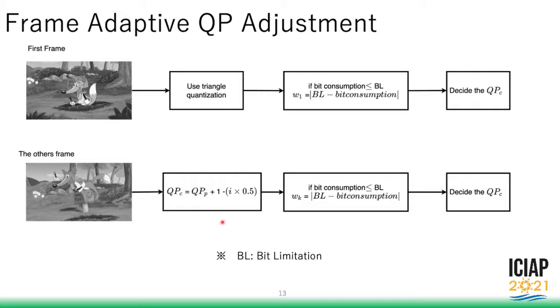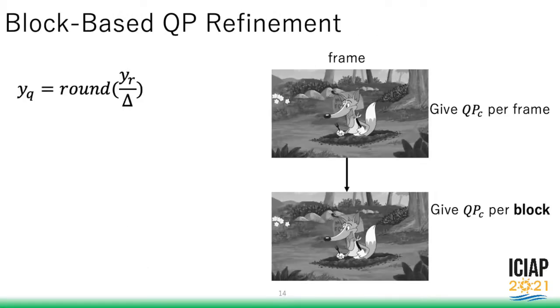Even with the best QPC, there is a difference between the finally obtained bit consumption and the bit limitation. If that difference is small, we can transfer efficiently. We propose that the sum of this difference and the bit limitation is the bit limitation of the next frame. It can be expressed like this, where k is the number of frames and wk is the difference. By changing the bit limitation for each frame, we can efficiently transfer with a small amount of calculation.